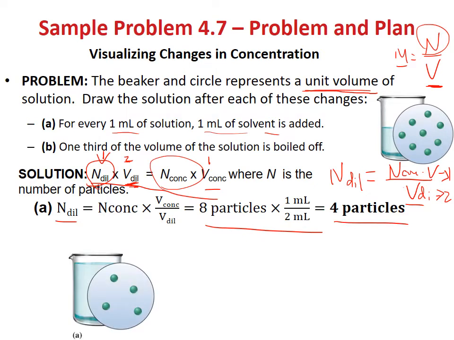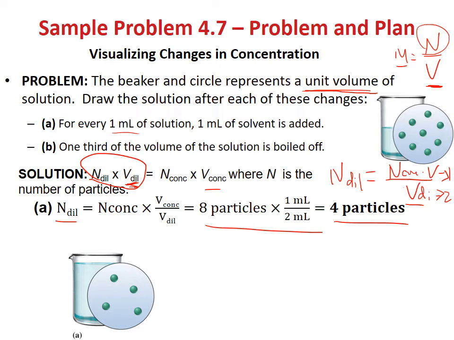Okay, now in B, 1/3 of the volume of the solution is boiled. When the volume becomes smaller, note that when you boil the solution, only water vaporizes, and the solute remains in the solution. So again, the equation is still valid. But the solution becomes more concentrated. So now we start actually with this side.